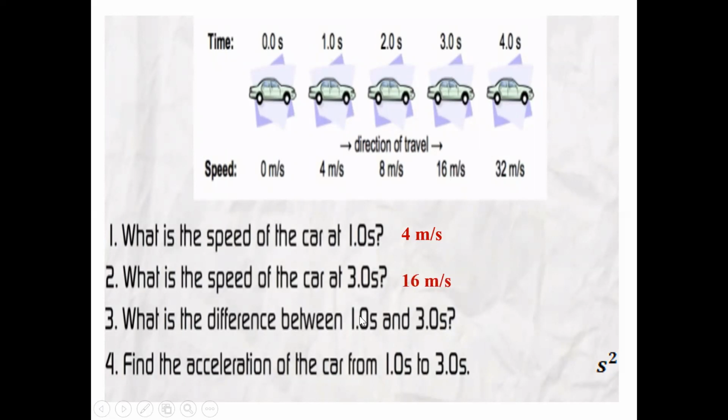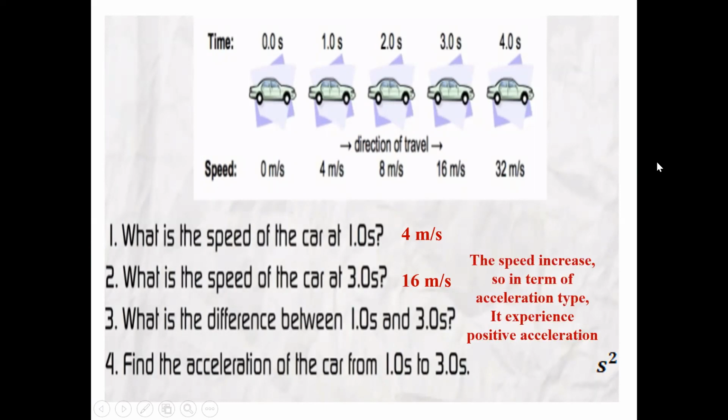What is the difference between the first and third second in terms of type of acceleration? Here is 4 meters per second speed. It increased up to 16 meters per second. So this object, yes, experiences positive acceleration. Find the acceleration of the car from 1 second to 3 seconds.